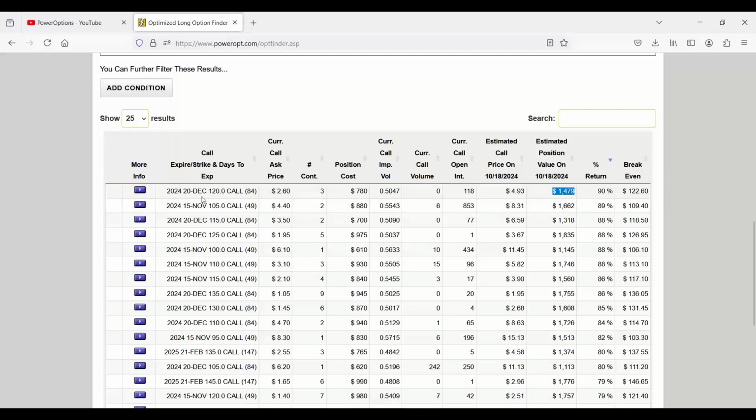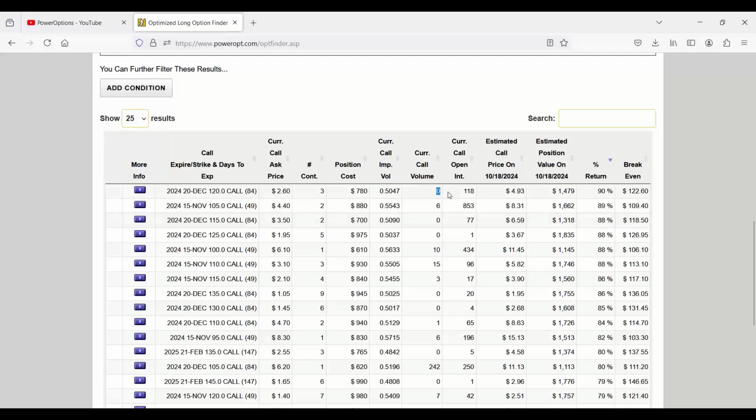Now, also shorter term, we could use a November 105 call. This is almost similar. It's about an 89% profit. We'd only buy 2 contracts. It's not as deep out of the money. So it would cost $440 each, $880 for those 2 contracts, but we'd make a profit of about $831 on the position. So we'd take in that profit there. We'd have an 89% profit on the trade.